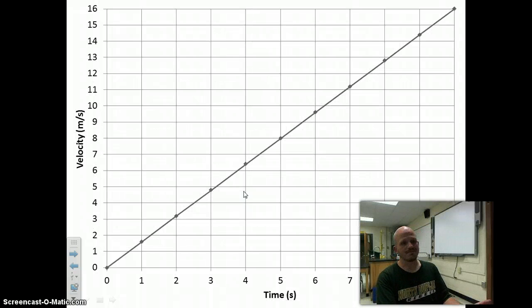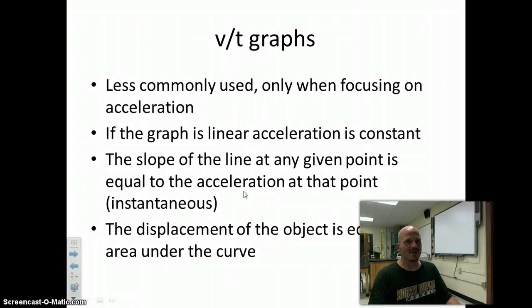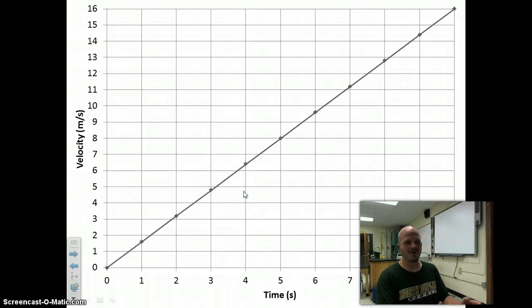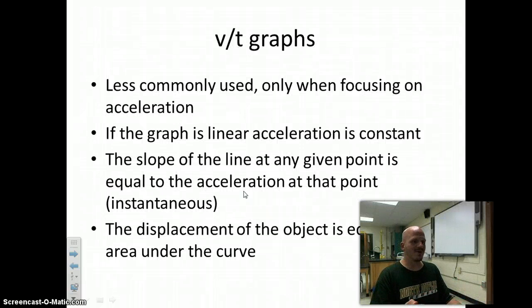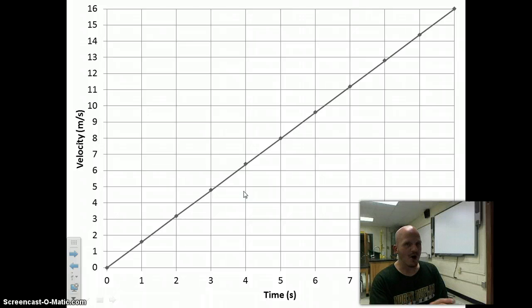If the graph is linear, a straight line, acceleration is constant, so your acceleration is not changing. If it's not linear, your acceleration is not constant. It's that simple. Linear, constant acceleration. Not linear, not constant. Now, looking at this, it's very similar to DT because the slope tells us something. But where the DT told us the velocity, the VT, like this one, is going to tell us the acceleration at that point. If it's linear, all of these will have the exact same slope, which means my acceleration throughout is not changing.